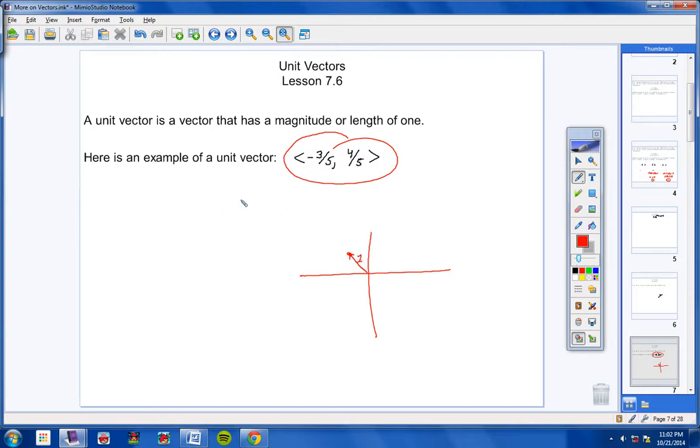You square this number, and that would be 9/25, plus you square this number, that would be 16/25. Take the square root of it. 9/25 plus 16/25 would be 25/25. And of course, anything over itself is 1, and the square root of 1 is 1. Okay, so there we go. This is a unit vector because its magnitude or length was 1.